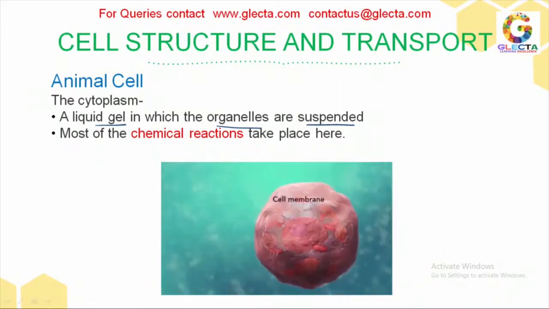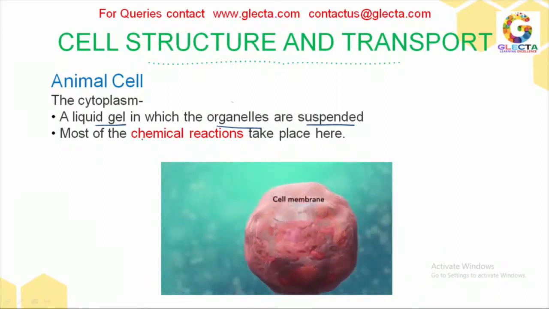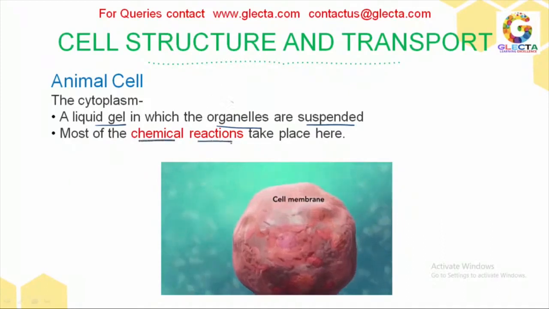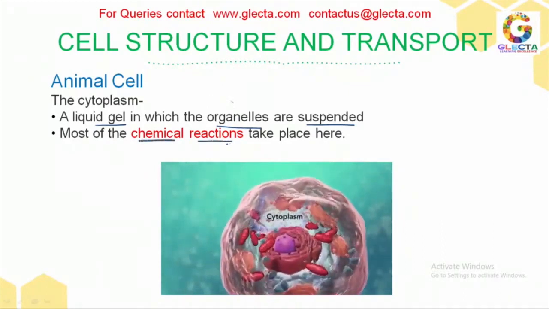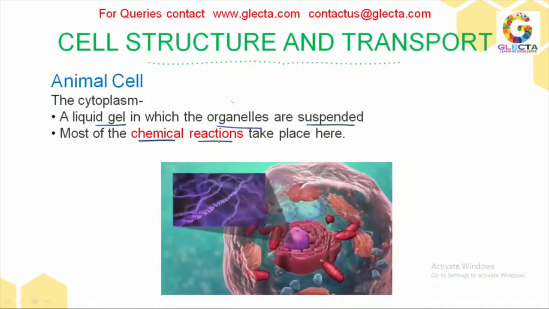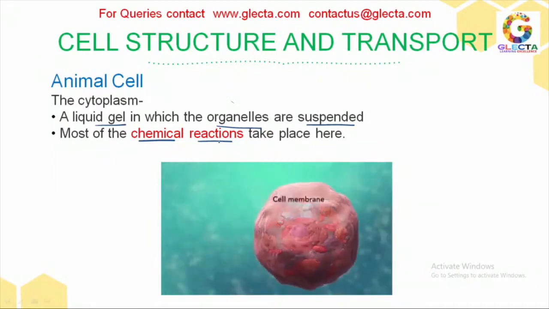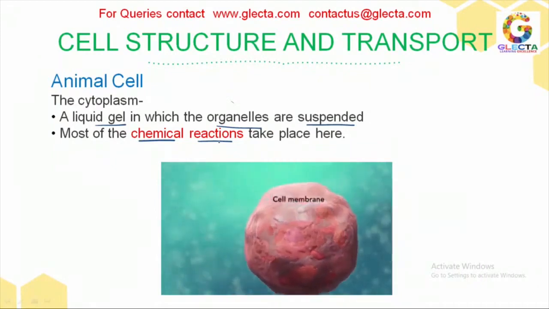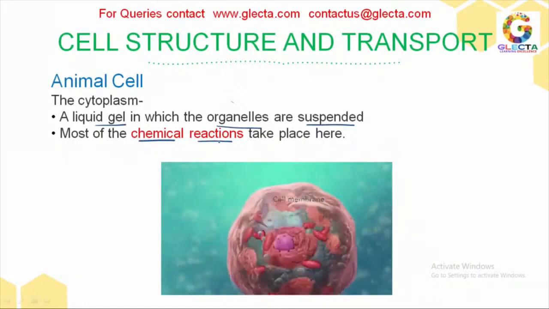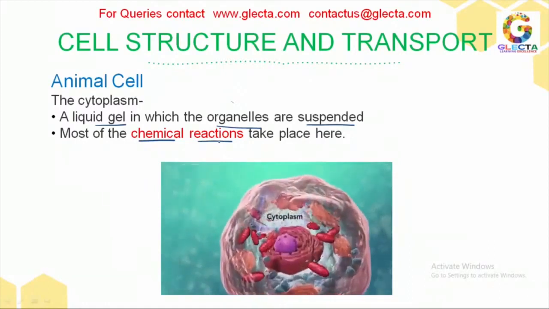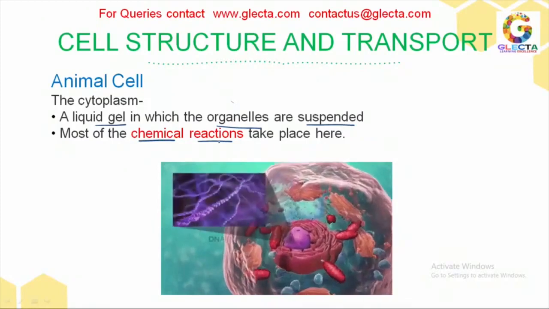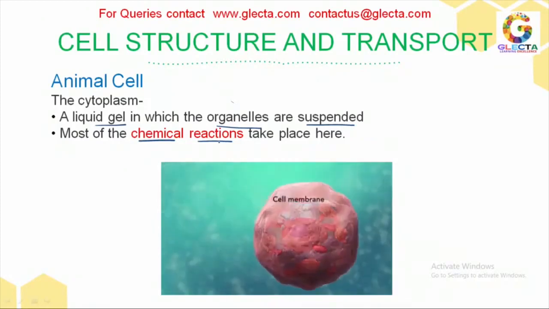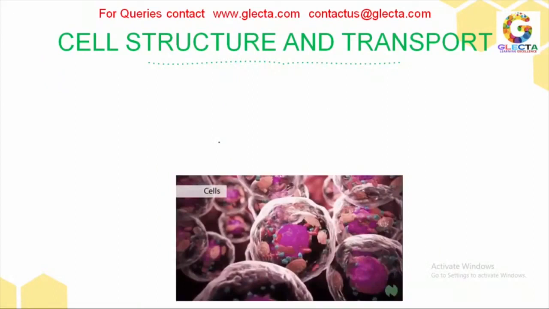Most of the chemical reactions that take place in a cell happen in your cytoplasm, because it is like the matrix of my cell. So the matrix is going to have all the reactions, intake and outtake, and every other instruction that is given to the cell happening inside the cytoplasm of the cell.